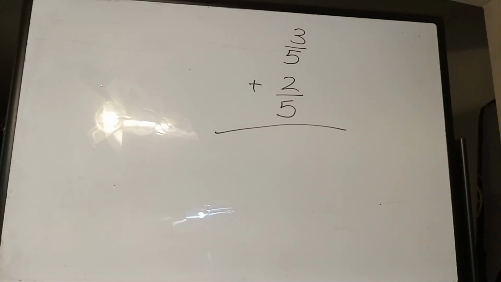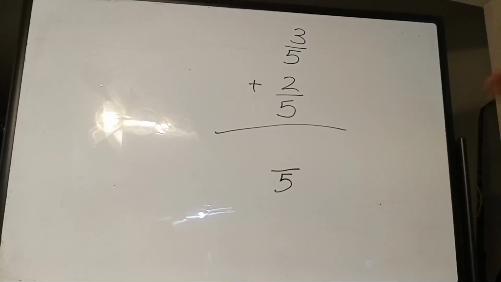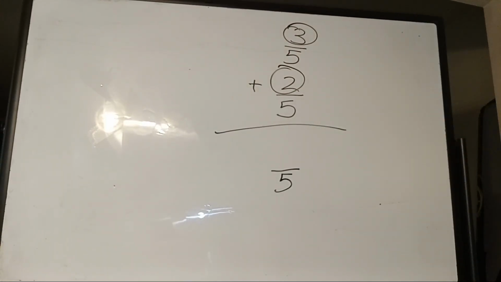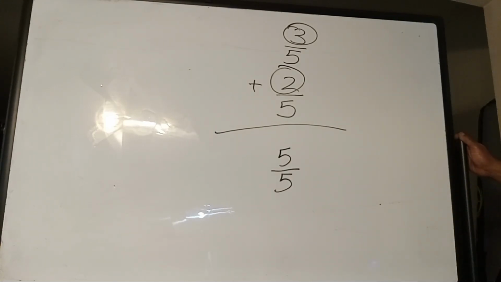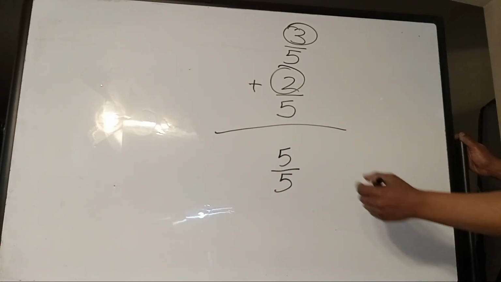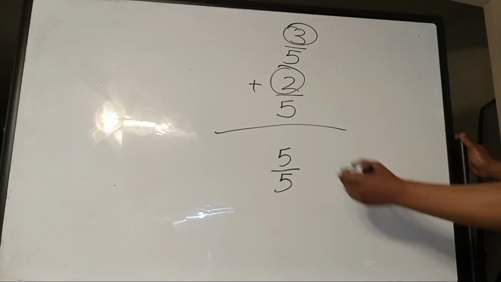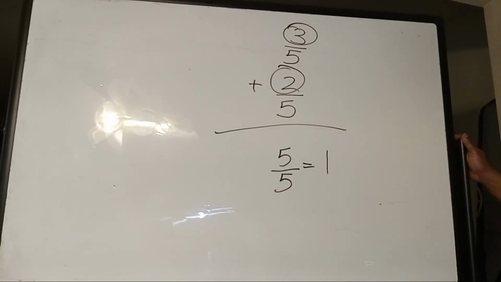And like we already know, we have like denominators, so we keep our denominator. Then we add our numerators. And what is our sum? 3 plus 2 equals 5. All right, and we get 5 over 5. And what does 5 over 5 equal? 1. Exactly, 1 whole, right? So that's what that equals.